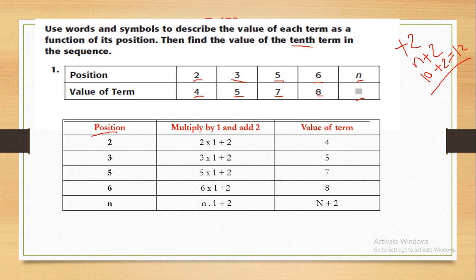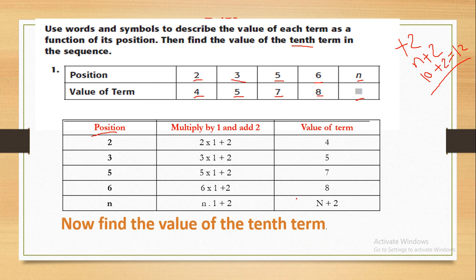So position here we will write the number of position. It's 2, 3, 5, 6 and n. Here we make times 1, then add 2. So 2 times 1 plus 2 gives us 4. 3 times 1 plus 2 equals 5. 5 times 1 plus 2 gives us 7. 6 times 1 plus 2 gives us 8. N times 1 plus 2 gives us n plus 2.